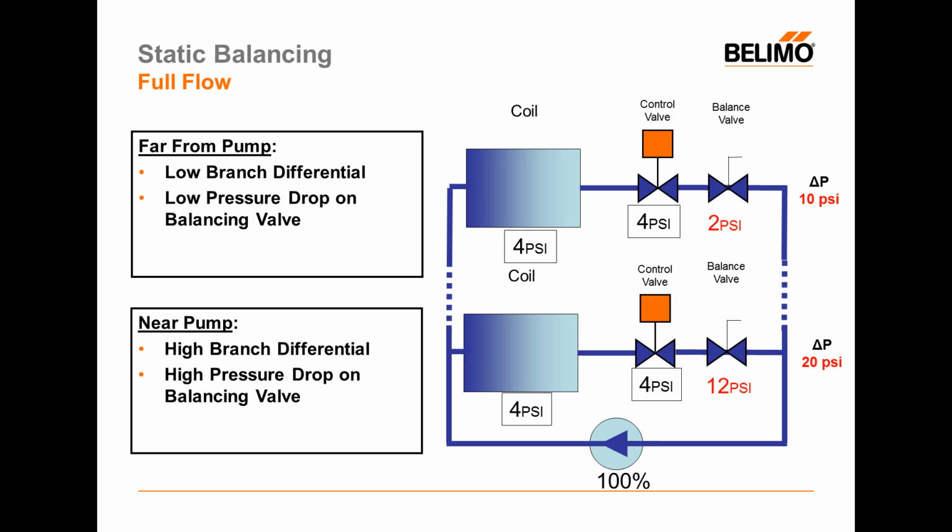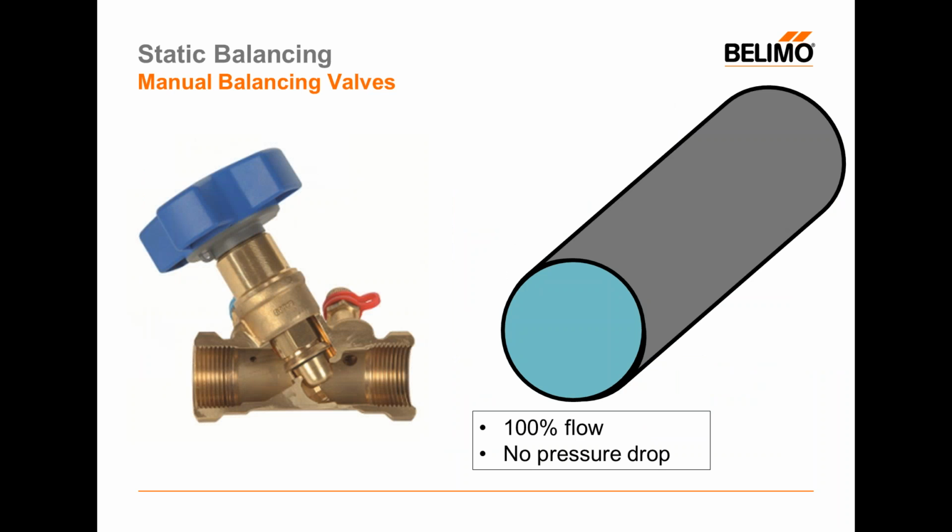And so as we review what we've done here, when we're closer to where we're pumping, we have higher branch differentials, and in most cases, we have much higher pressure drop on our balancing device. So everything's identical in these two loops except the pressure drop on the balancing valve. So maybe we should take a closer look at what makes a balancing valve work, to understand the difference between having a 2-pound drop or a 12-pound drop.